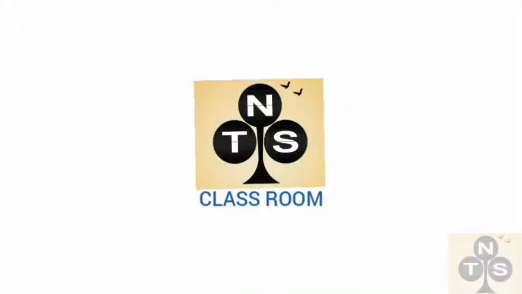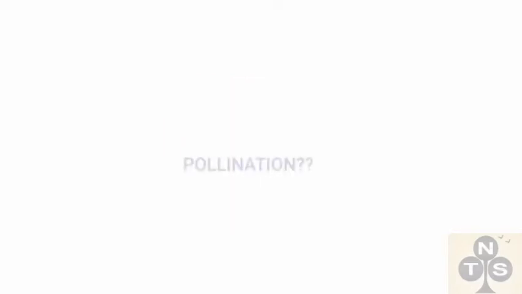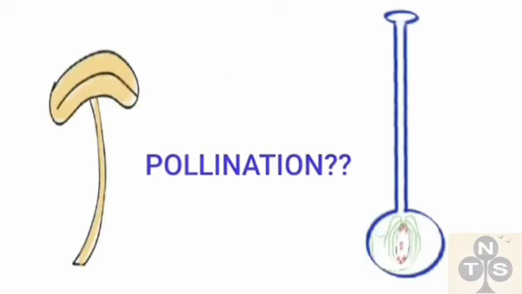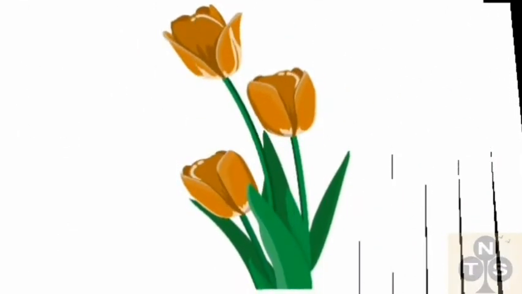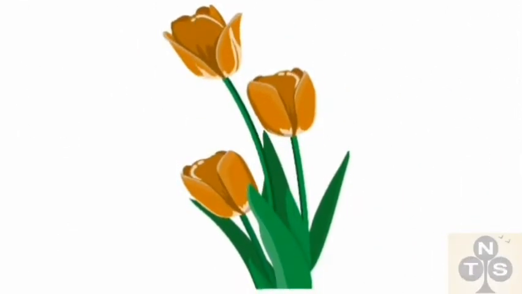Today, we will discuss pollination and post-pollination changes in plants. Let's start with the question, what is pollination? Pollination is nothing but the transfer of pollen grains from an anther to a stigma. Depending on the origin of the anther and stigma, pollination is of three types.